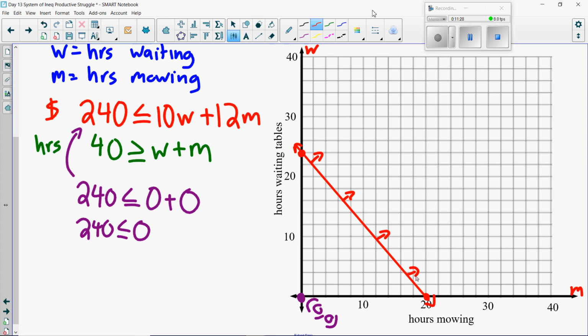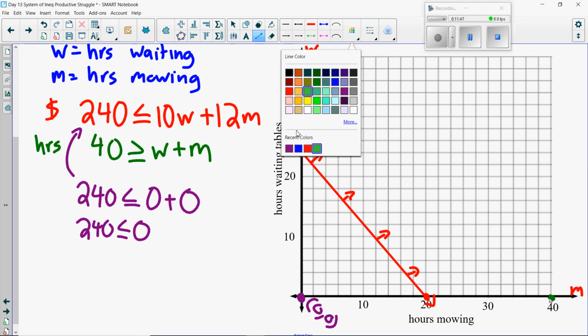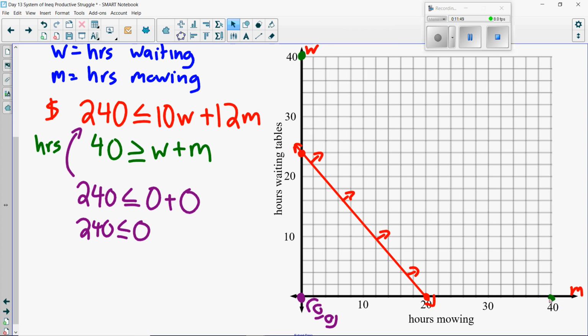Then we want to graph that green one. Cover up again: the W-intercept is 40 and the M-intercept is 40. This one was also or equal to, so this will also be a solid line. So let's get a nice green straight line. Let's try that again. There we go, a nice green straight line.